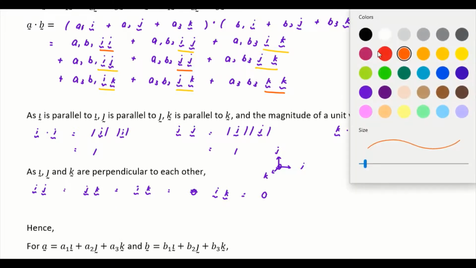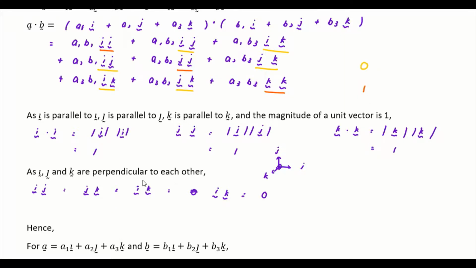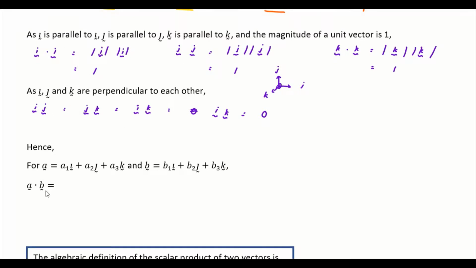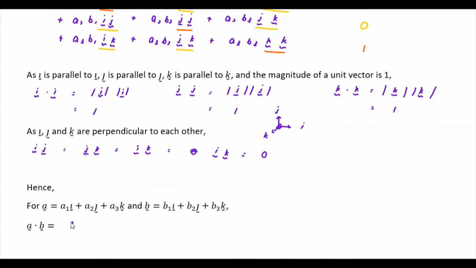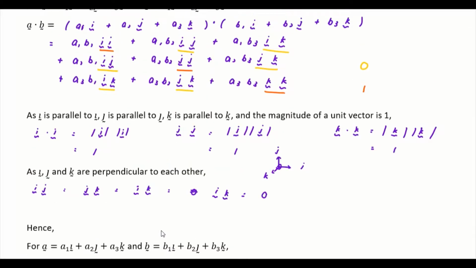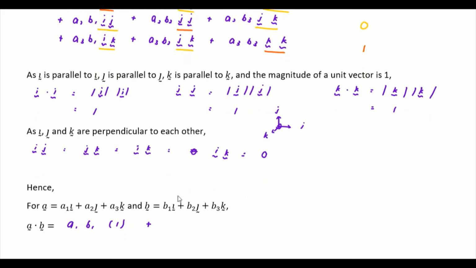Okay, so now let's try to put it in a summary here. When a times b, what do we have left? We are left with the orange color here. Let's change i to become 1, so a1, b1 multiplied by 1. Then plus, this becomes 0 already, so I'm left with a2, b2 multiplied by 1. Then the last one, here 0, 0, and I'm left with a3, b3, multiplied by 1 as well.